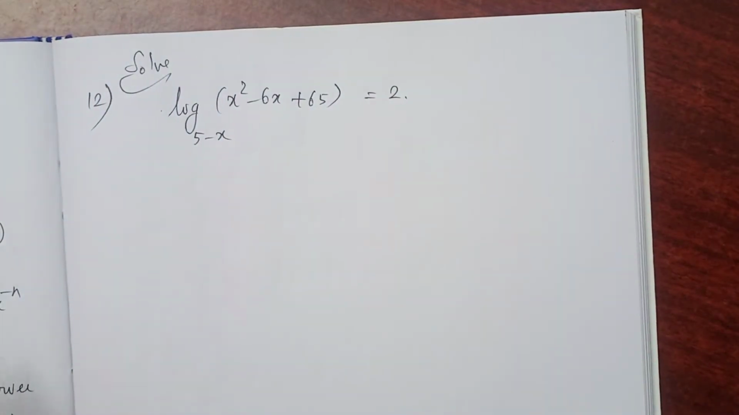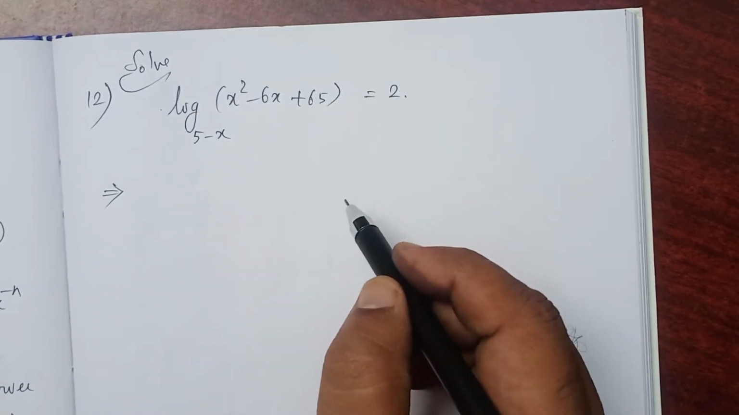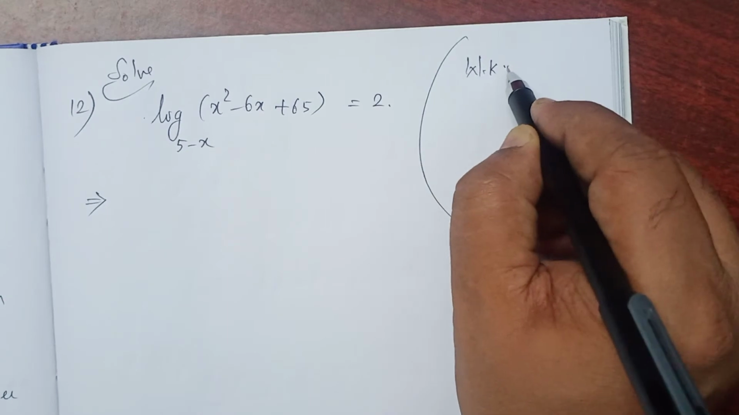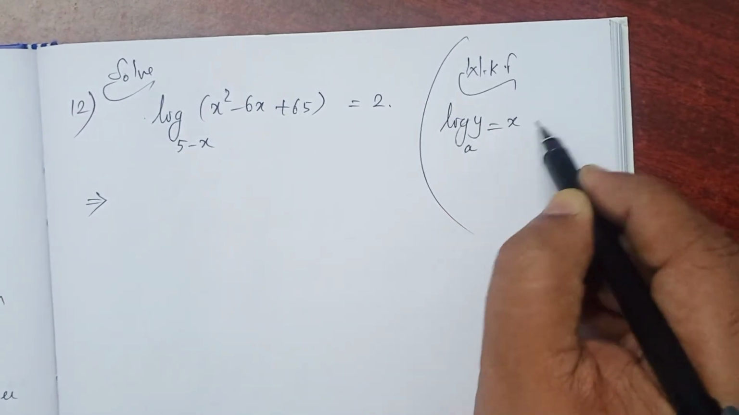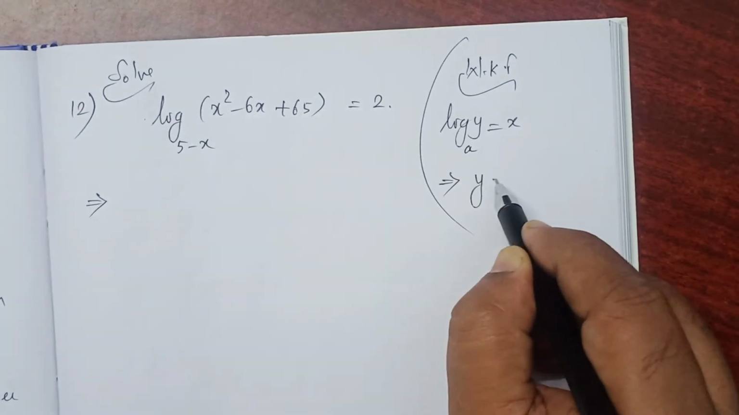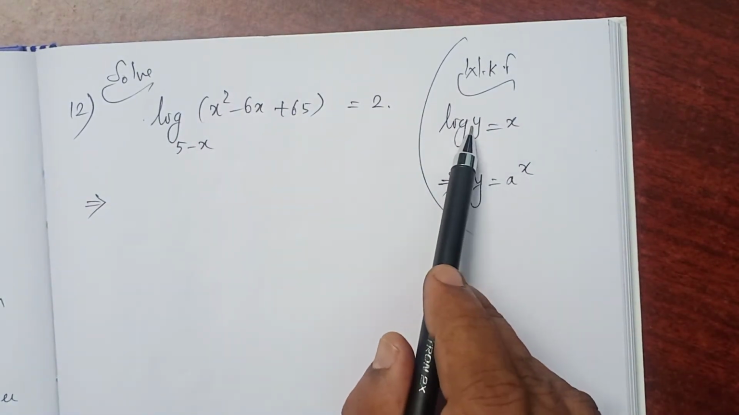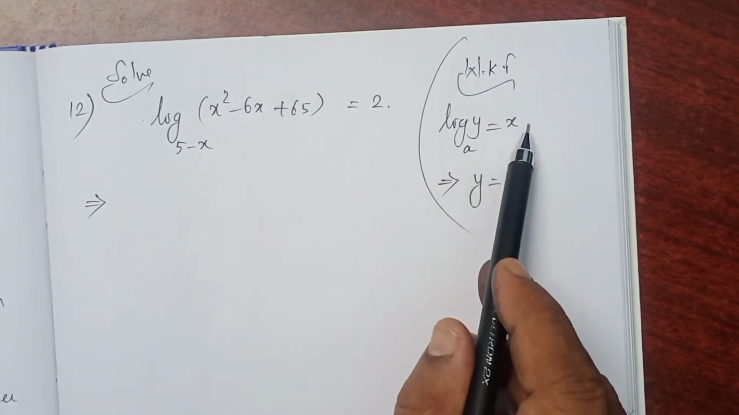Here is the equation, which implies, we know that the logarithmic form log y to the base a that is equal to x can be written as y that is equal to a power x. Logarithmic form can be written in the form of exponential, y that is equal to a power x.